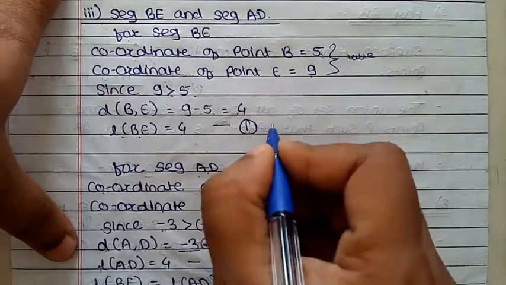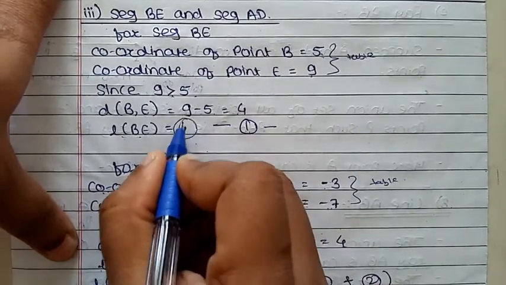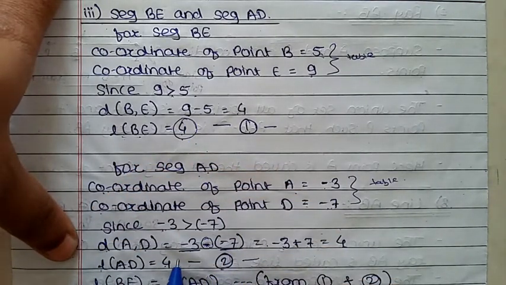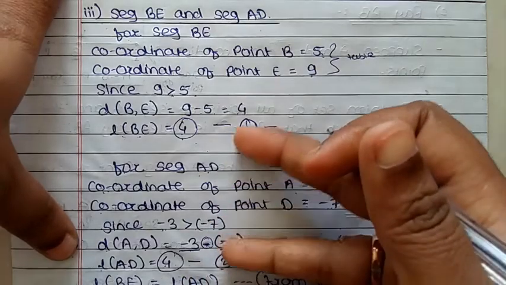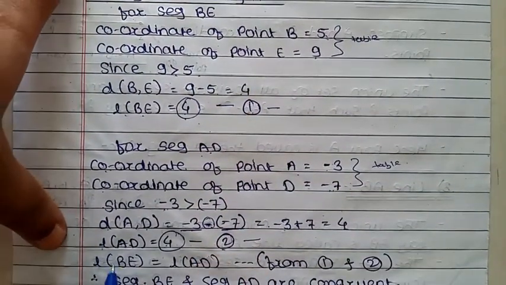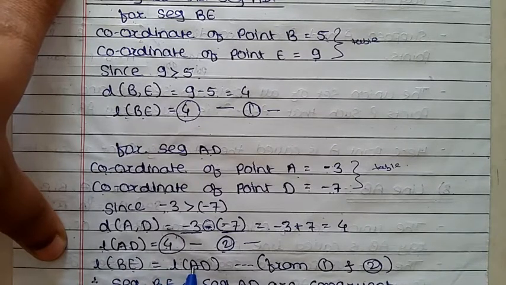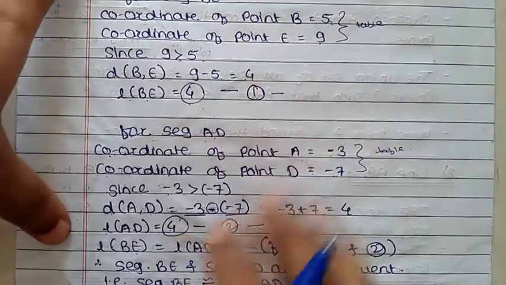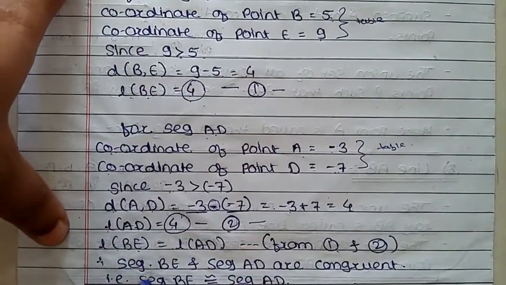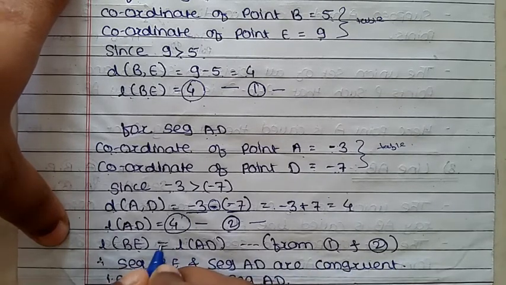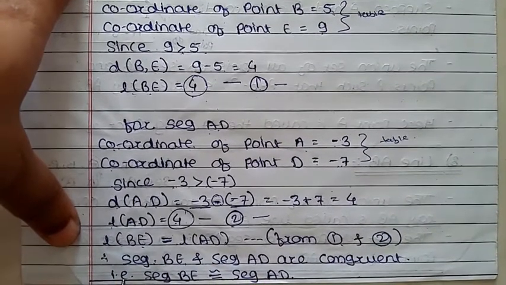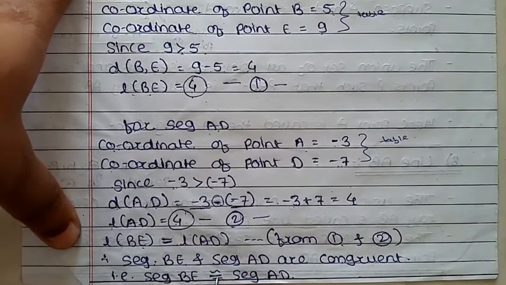4. So observe equation 1 and equation 2. What is the value of equation 1 here? That is 4. What is the value of equation 2? That is 4. Okay. So these two values are same. So we can write it as length of BE is equal to length of AD from which equation? That is 1 and 2. Okay. So they are equal. So we can say that therefore segment BE and segment AD are congruent because they are equal. Okay, that is we can write it as segment BE is congruent to segment AD. This is the sign, that is it is congruent to the segment AD.